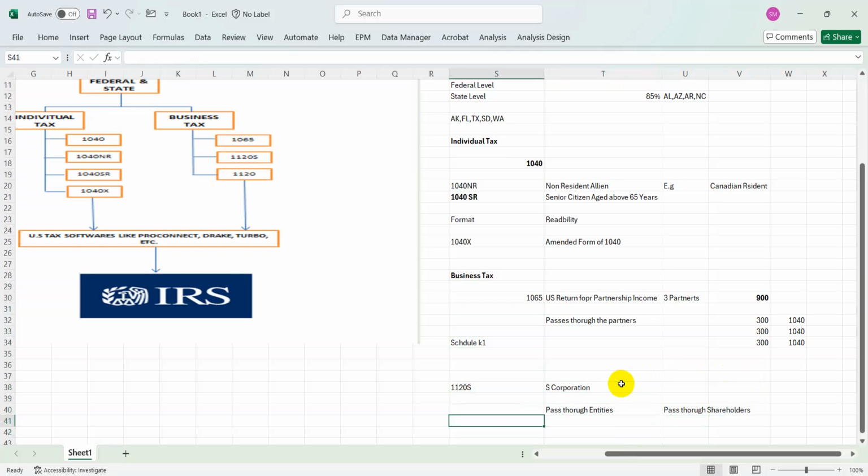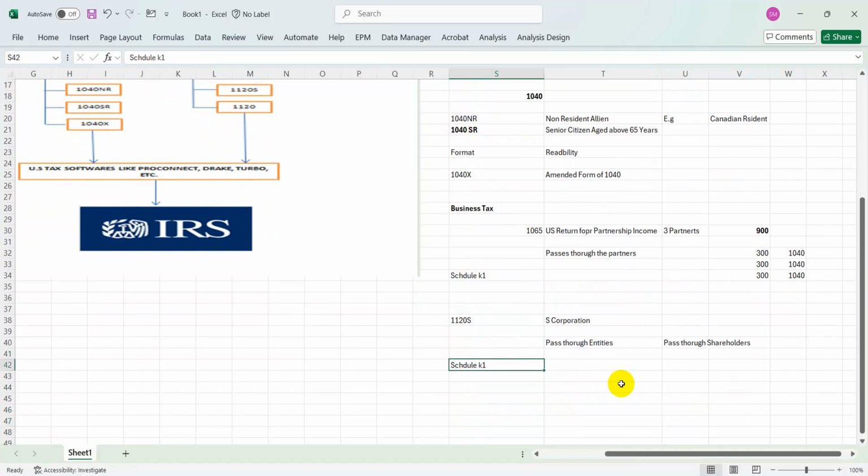again using Schedule K-1. Each shareholder will report the same income on their individual form, which is 1040; it could be 1040-NR, it could be 1040-SR. They will use that form to report their income, and then at the individual level it will be taxed. This is why both of these are called pass through. This is called pass through entities or pass through shareholders, and the other is called pass through the partners.